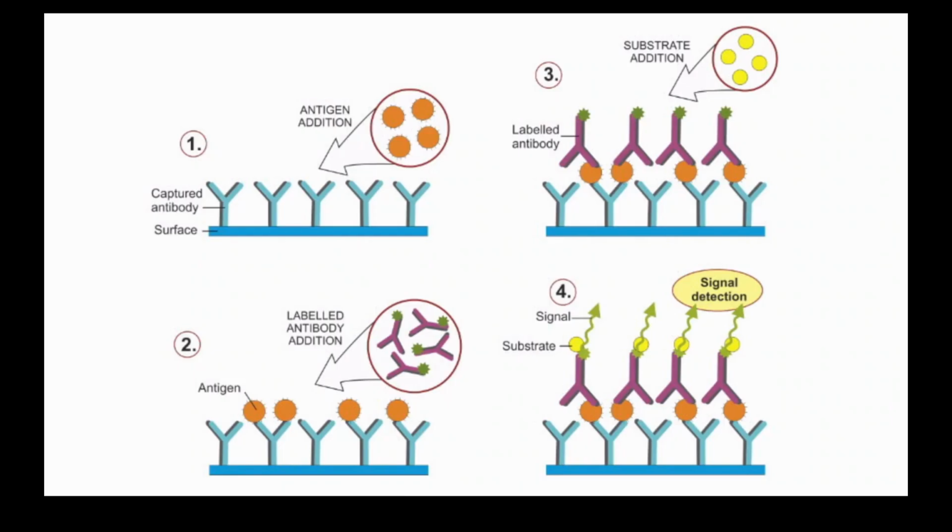ELISA is based on the principle of antigen-antibody interaction. An antigen from the sample binds to antibodies attached to a solid surface. Then an enzyme-linked antibody specific to the antigen is added. The enzyme linked to the antibody reacts with a substrate to produce a detectable signal, usually a color change, which is proportional to the amount of antigen in the sample.